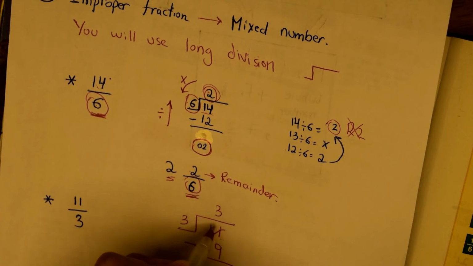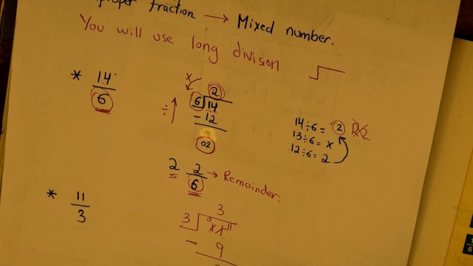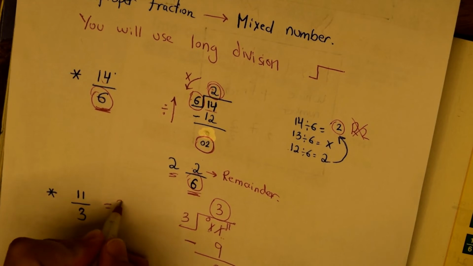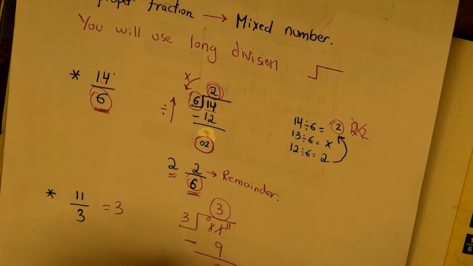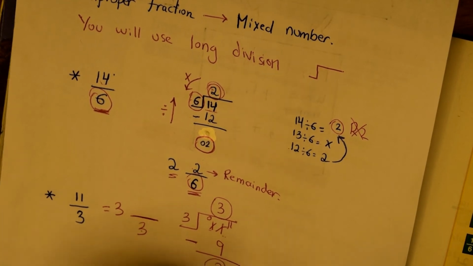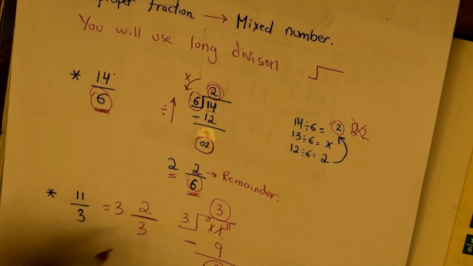borrow from the neighbor. Now 11 minus 9 equals 2. So how will I write now the mixed number? I will take the quotient, the answer. This is for the whole, and for my fraction here I will have the same denominator, and I will write the remainder here. So my answer is 3 and 2/3.